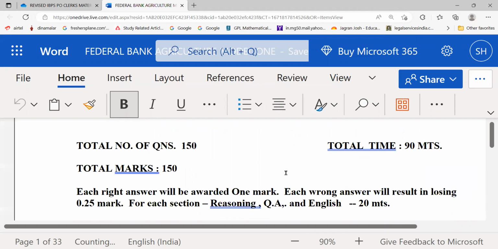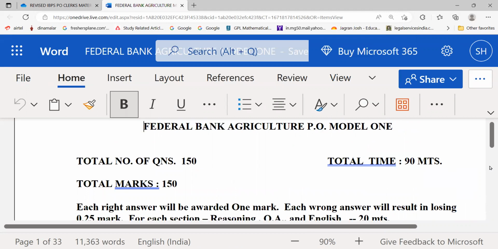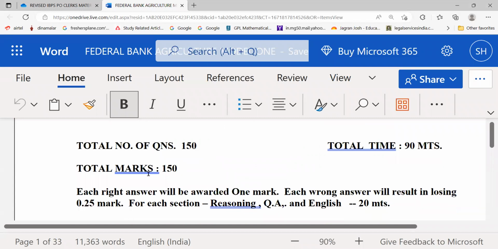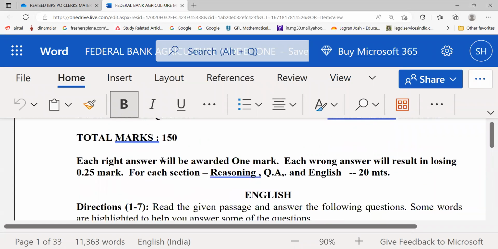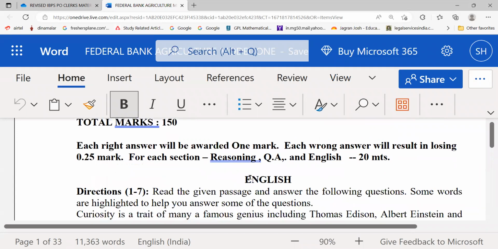Here the question paper will be like this. Total time 90 minutes, total number of questions 150, total marks 150. For each right answer, you will be given 1 mark. For each wrong answer, you will lose 0.25 marks. Okay?